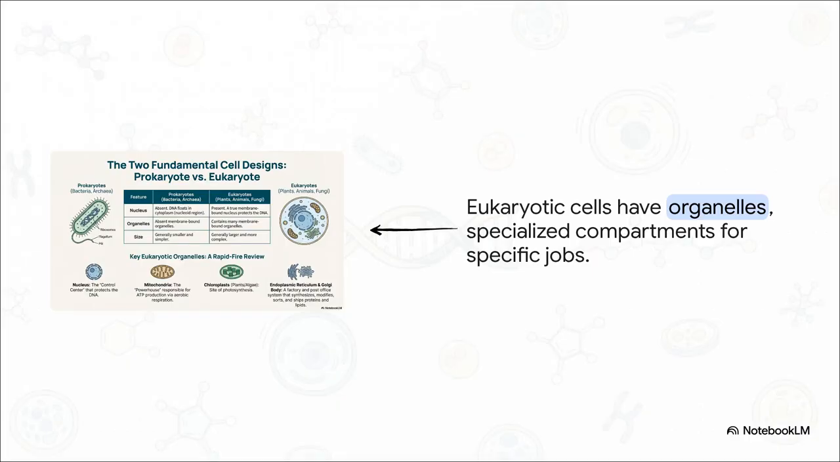So what makes these eukaryotic factories so darn efficient? It's all about having specialized departments, which we call organelles. The nucleus is like the main office, keeping the precious DNA blueprints safe. The mitochondria are the power plants, generating energy for everyone. And in plant cells, you have chloroplasts, which are like solar panels, capturing energy right from the sun.